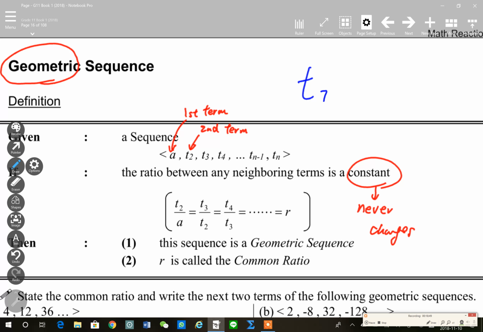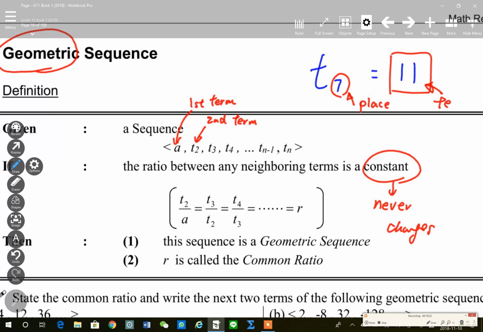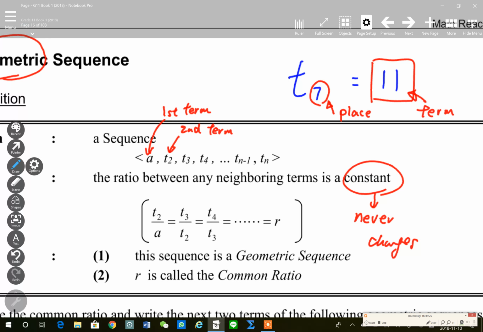If I have T7, this number is called the place. It's like the seating number, right? You go to the movie theater, you go to watch a play, or an airplane seat, right? So this is in the 7th place. This whole thing, let's say T7 is 11. This number is called the term. So it's like the person sitting there.